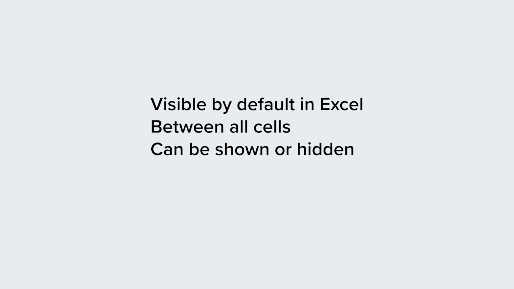You see grid lines by default in spreadsheet programs like Excel. They appear between all cells on the screen. You can choose to show or hide them without changing any of the data.